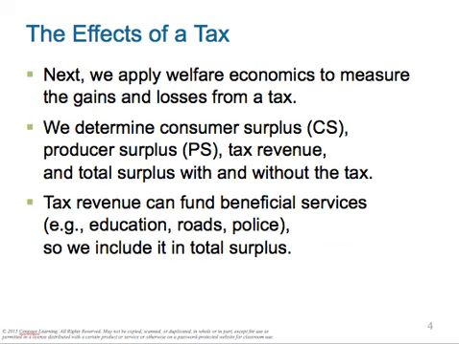So let's take a look at the effects of a tax. Next, we apply welfare economics to measure the gains and losses from a tax, because obviously we saw that a tax drives a wedge there. So there are some changes, some gainers, some losers. We determine what the consumer surplus, producer surplus, tax revenue, and total surplus with and without a tax would be. And we look at the fact that tax revenue can fund beneficial services like education, roads, police. So we have to include that in the total surplus.